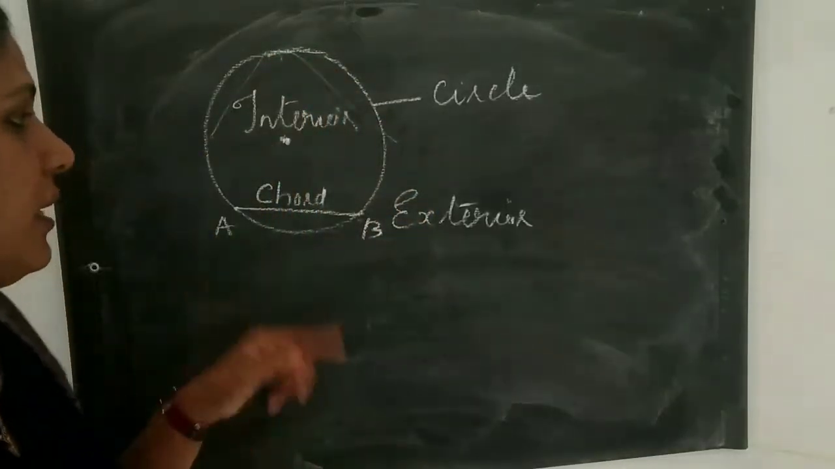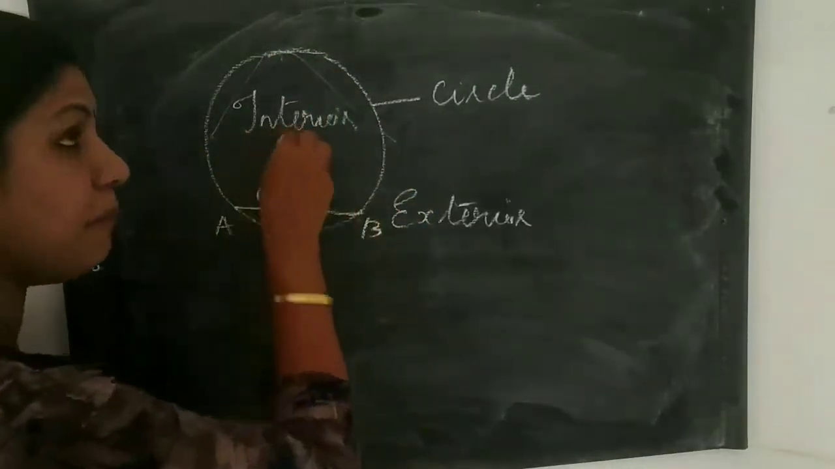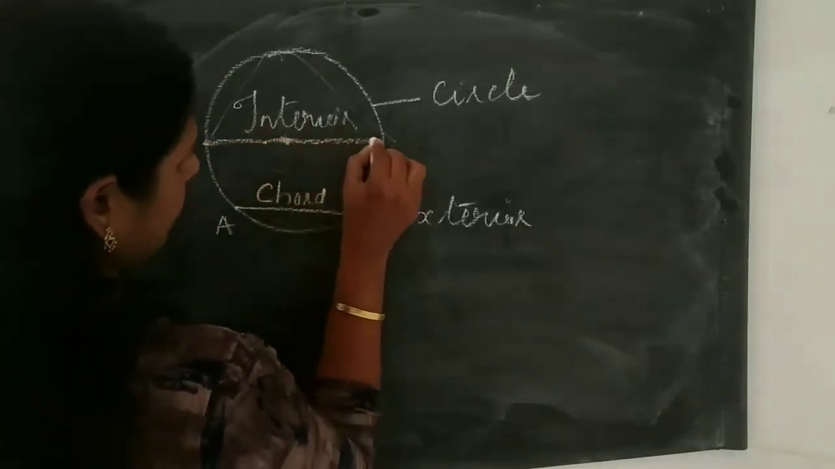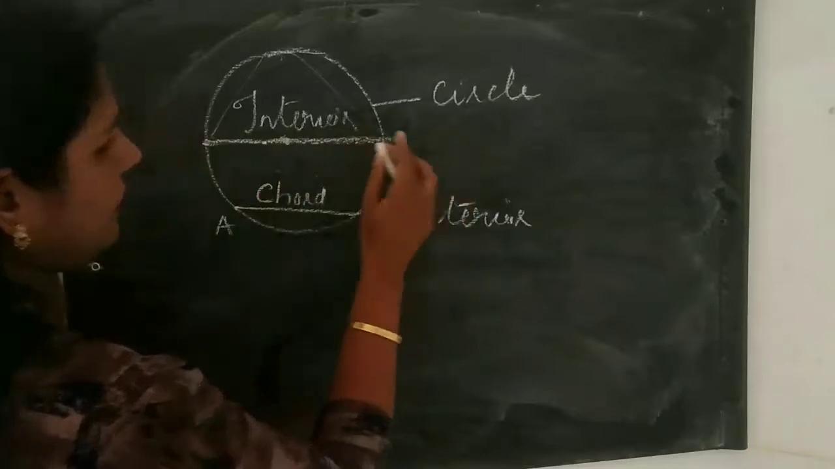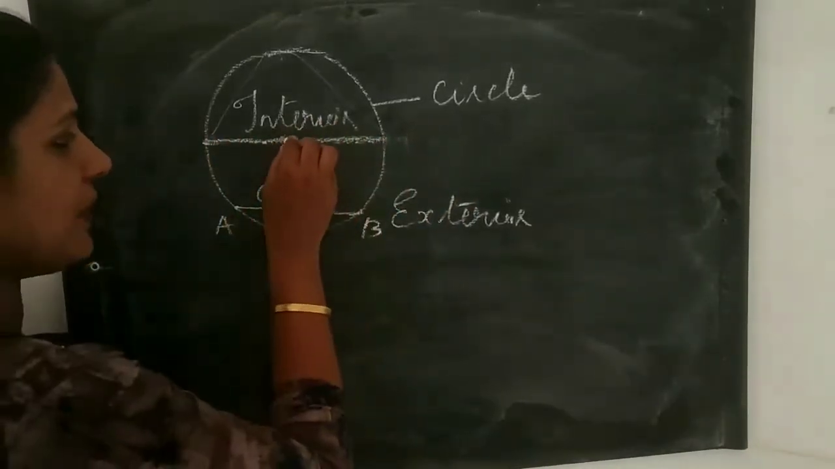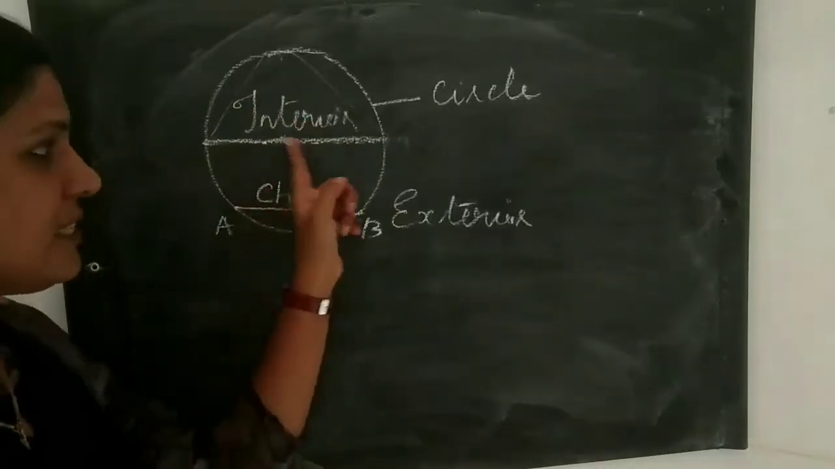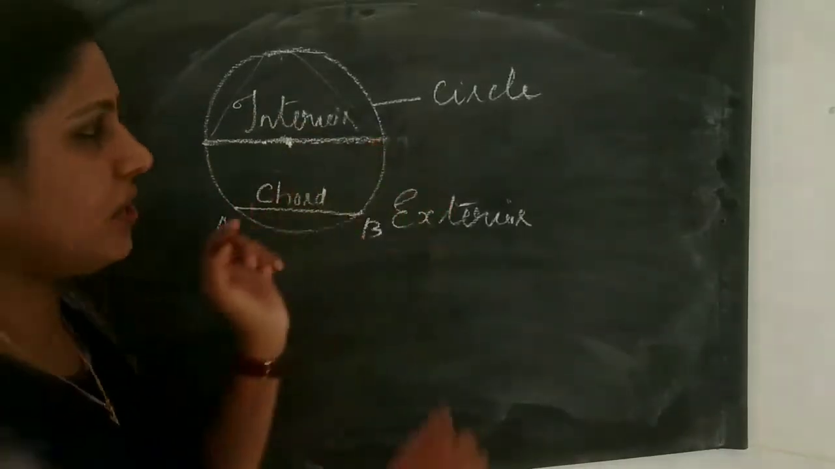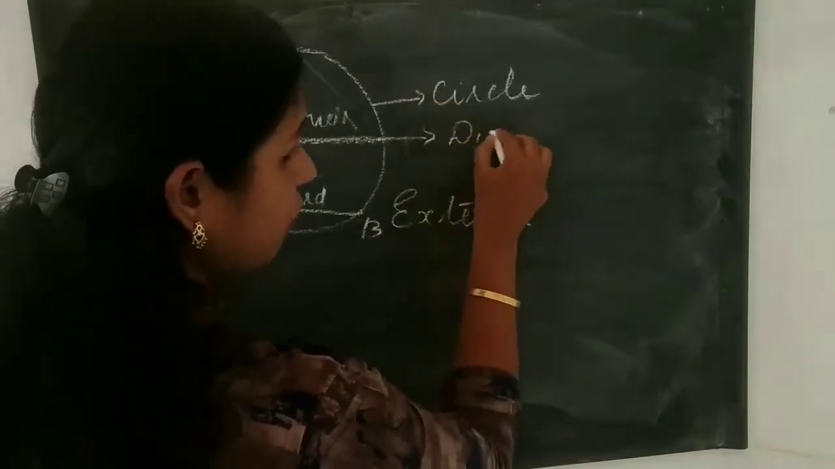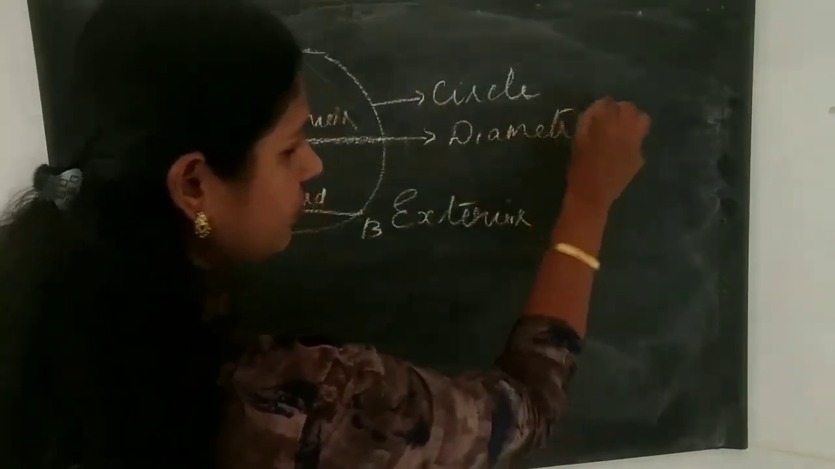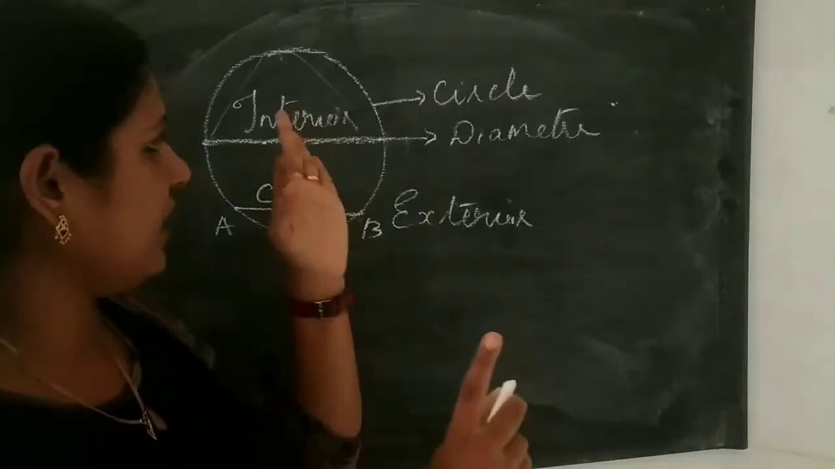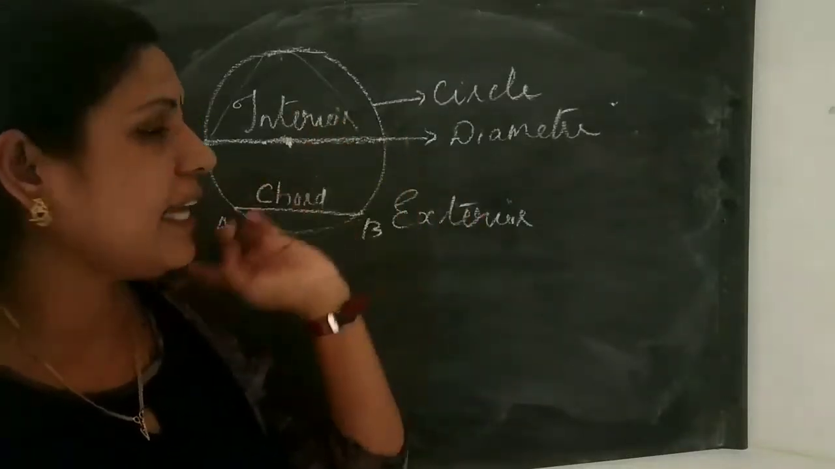Now, the big chord is passing through the center. This is a chord, okay? And this chord is passing through the center. So that's why this chord is known as the diameter. Okay, children, understood what is radius, what is chord, what is circular region, interior part, exterior part, and diameter.